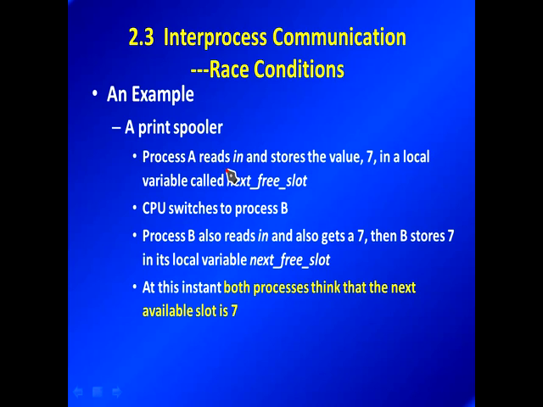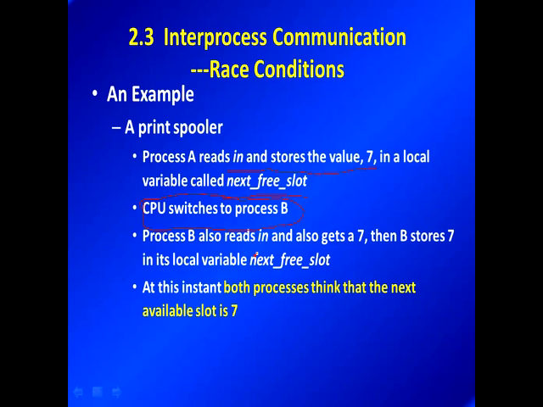Process A reads in and stores the value 7, the initial value of in. Process A puts it in a local variable to show the slot for the file is 7, and then the CPU switches to process B. So now process A has no chance to execute the following instructions, because the CPU just switches to process B, and process B will do exactly the same thing.